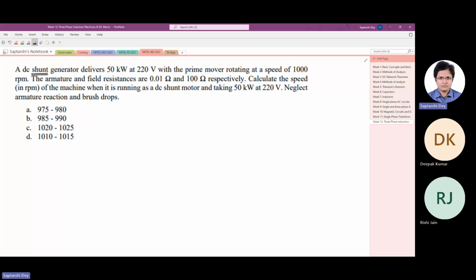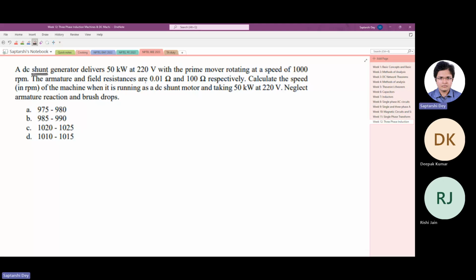Now the DC shunt generator delivers 50 kilowatt power at 220 volt with prime mover rotating at a speed of 1000 rpm. The armature and field resistances are given. Calculate the speed of the machine when it is running as a DC shunt motor and taking 50 kilowatt at 220 volt.